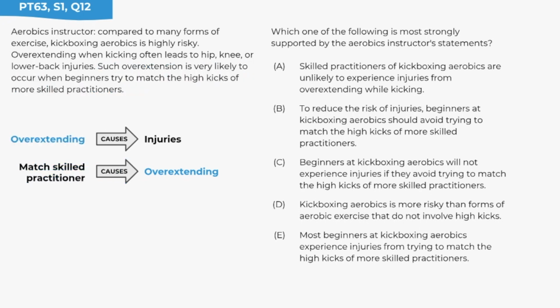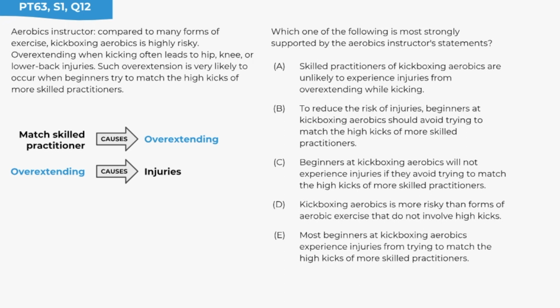If we look at the two statements, we can see that overextending is contained within both, and we should be able to link these two statements together in order to build a longer causal chain. If we reorganize the two statements, take the second one and put it on top, and the top one on the bottom, it's a little easier to see. Matching the high kicks of a skilled practitioner causes these beginners to overextend, and when they overextend, that causes injuries. So we could say that matching the high kicks of a skilled practitioner causes injuries for beginners. The question stem is asking us for what is most strongly supported by the aerobics instructor's statements.